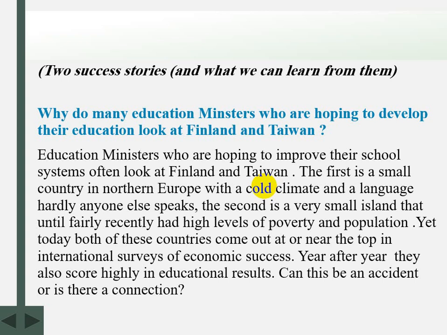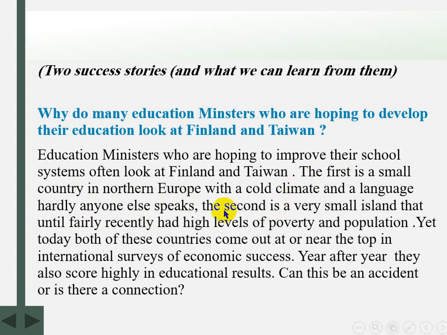Why? Okay, but before that we are going to know some information about these 2 countries. The first is a small country. Which one is the first? Of course Finland. Here the first refers to Finland. It is a small country in northern Europe, with a cold climate and a language hardly anyone else speaks. Their language is very hard, very tough.